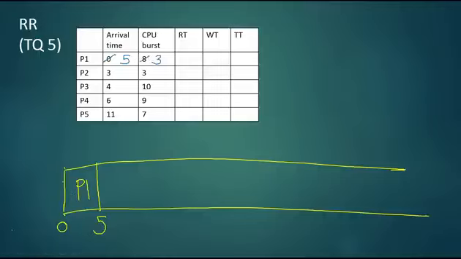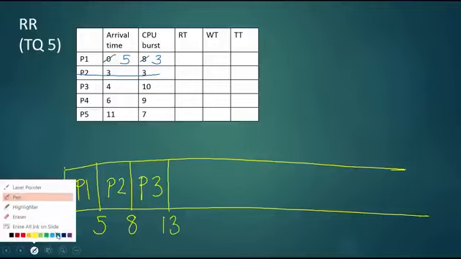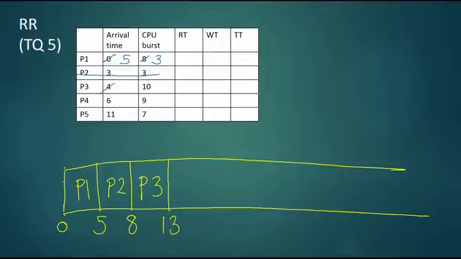Now the current time is 5, and the next one to arrive is P2. P2 happens to have a very short CPU burst, less than the time quantum, so P2 will complete its execution and will be done at time 8. Next up, the current time is 8, and the next one to arrive, if you look at the arrival times, is P3. P3 has a CPU burst of 10, so it will go until time 13, and then it will be preempted and go back into the ready queue at time 13, with 5 time units left of CPU burst.